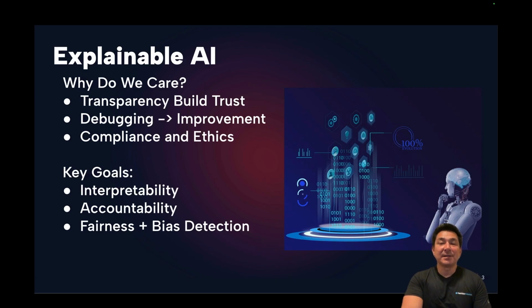Explainable AI isn't just about making technical processes transparent. It's about ensuring that AI systems are understandable, fair, and trustworthy for real-world applications.